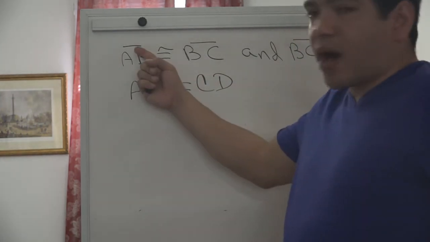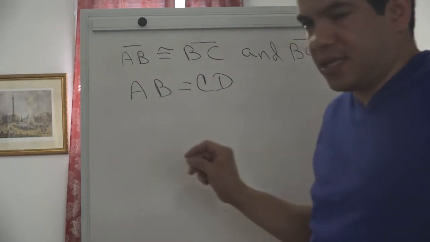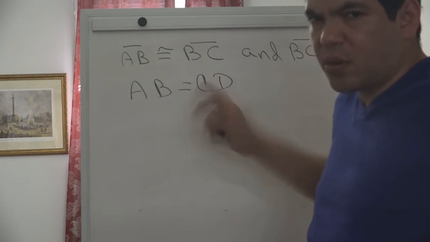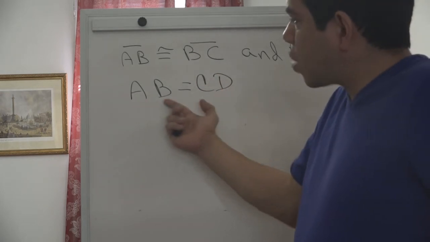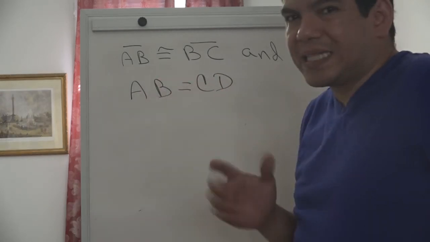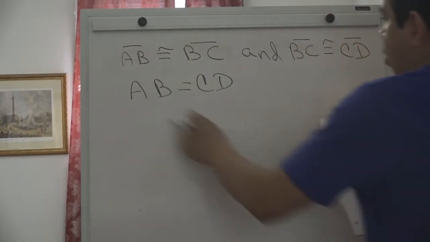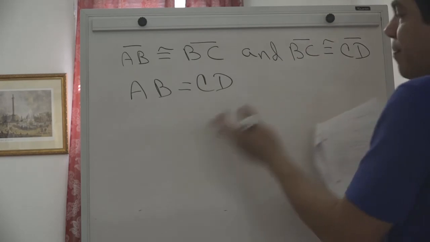Notice, if it has a bar on top, it means segment. Okay? Segments are congruent, not equal. Or you could say equal. Now this one doesn't have the bar on top. It's like the measure. Okay? So AB is equal to CD. How am I going to prove this?